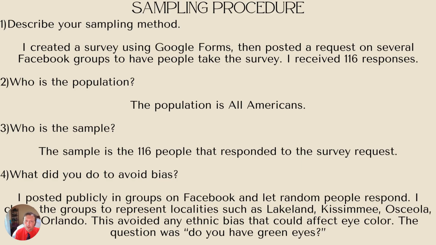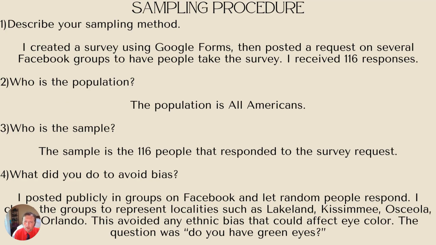Who is the population? The population is all Americans. Who is the sample? The sample is 116 people that responded to the survey request. What did you do to avoid bias? I posted publicly in groups on Facebook and let random people respond. I chose the groups to represent localities such as Lakeland, Kissimmee, Osceola, and Orlando. By using geographical areas, I hoped to avoid any ethnic bias that could affect eye color.